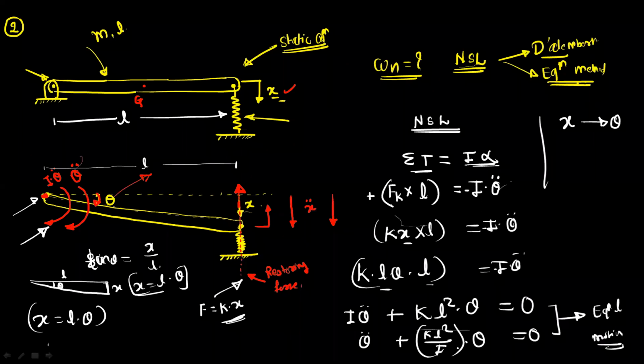And if you compare this equation with the simple harmonic motion, this term will give the natural frequency. So I will write here omega n square is equal to k l square upon I. And from this, omega n is equal to square root of k l square upon I. Now here, the given system is a rod, a standard geometrical shape.